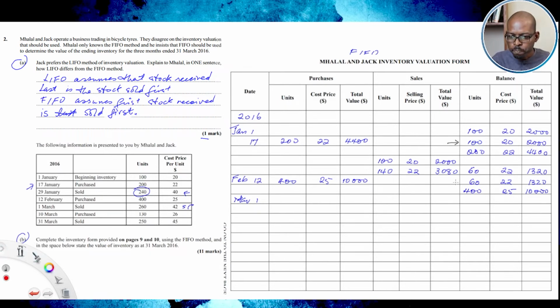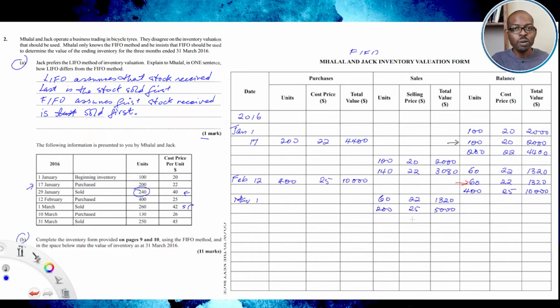Here it is. 60. So we'll take that 60 because we're doing FIFO, and we're going to put it in. All right, we're going to record it. So 60 at 22, which gives us 1320. But we still need more. We still need 200 more, 200 units more. And so that will come from the batch that remains. 200 at 25. And 200 at 25 gives us 5,000.